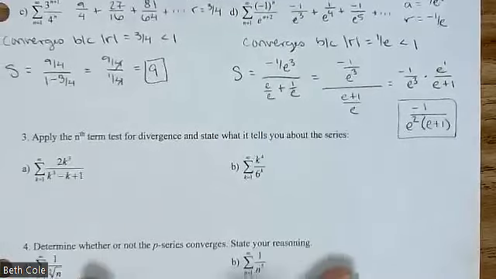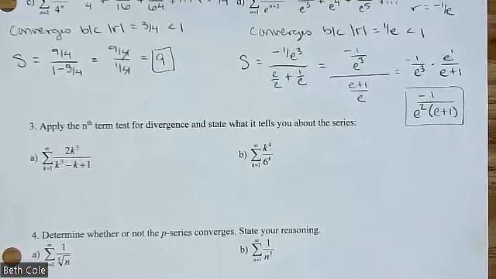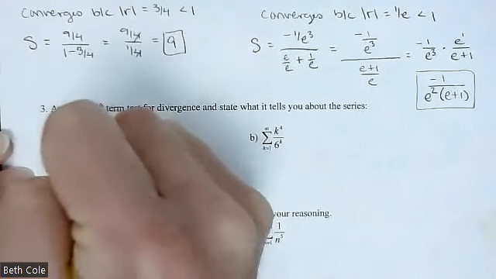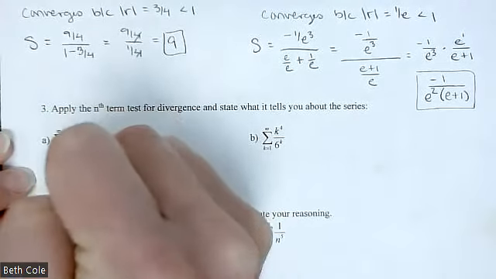All right, so that was geometric. Apply the nth term test. They have k in them, so it's going to be like the kth term test. And state what it tells you. So we're just going to do the limit as k goes to infinity of this thing.